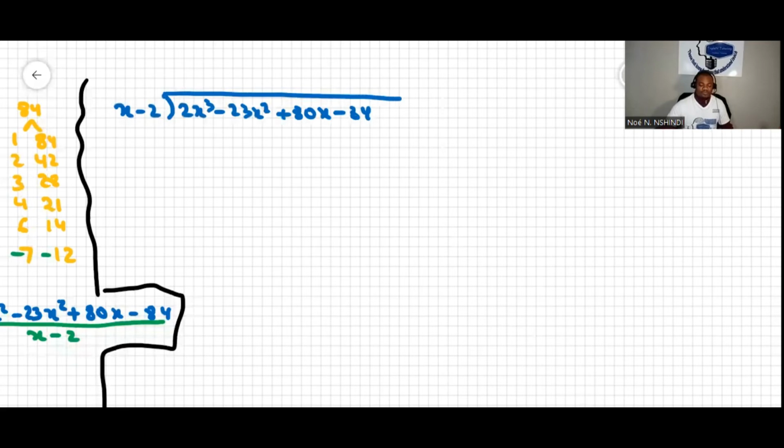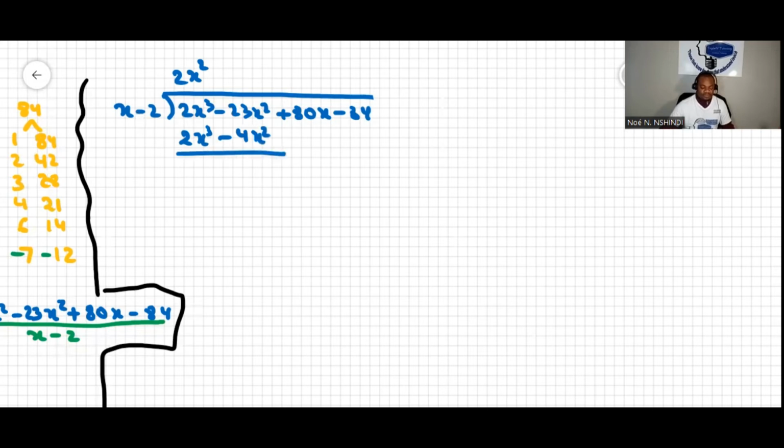Okay, now if we do 2x cubed divided by x, that makes 2x squared. And now if we do 2x squared, then multiply x, that will be 2x cubed, and then 2x squared times negative 2, that makes negative 4x squared.